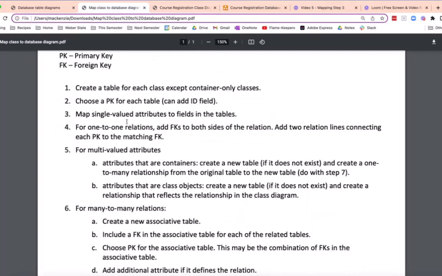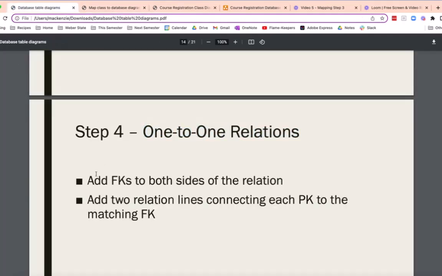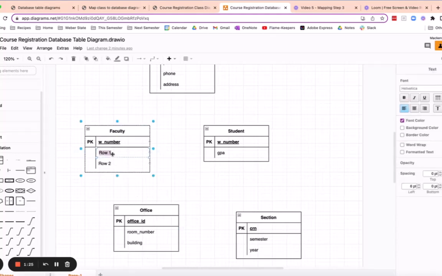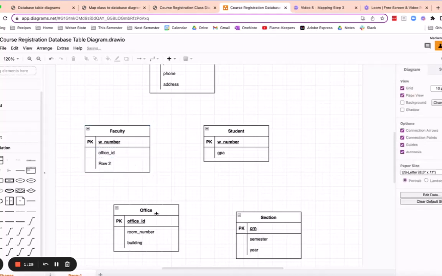So what do we do when we find a one-to-one relationship? Well, the first thing we do is add foreign keys to both sides of the relationship. So coming over here to my class diagram, I have faculty and office. I'm going to add an office attribute, an office foreign key. So I'm putting a foreign key to office in my faculty table. Now I'm going to put my primary key of faculty in my office because this is a one-to-one.